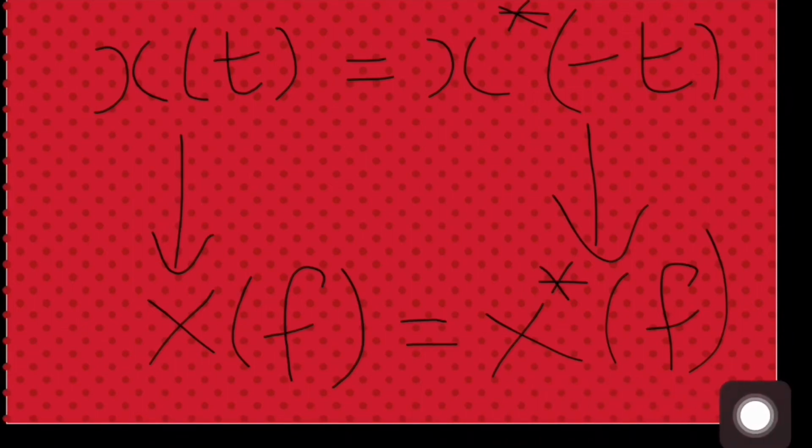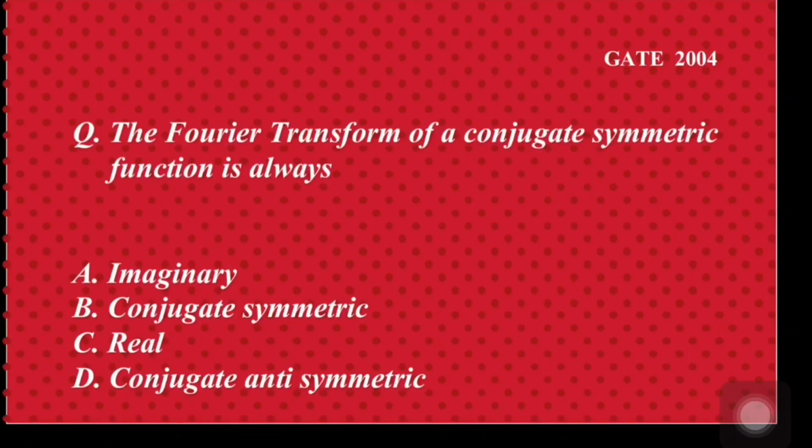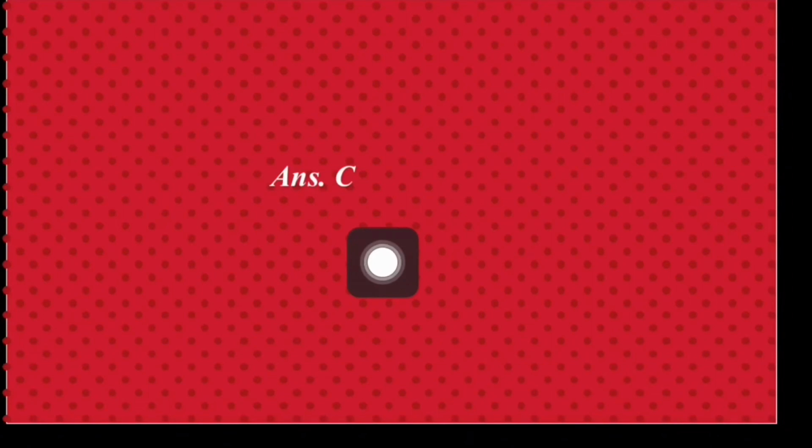If a signal and its conjugate are equal, then it should be a real signal. So we can conclude that the Fourier transform of a conjugate symmetric function should be real. Thus our answer is option C. Hope you got it. Let me now take you to the next question.